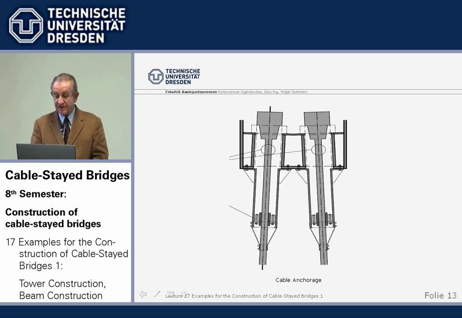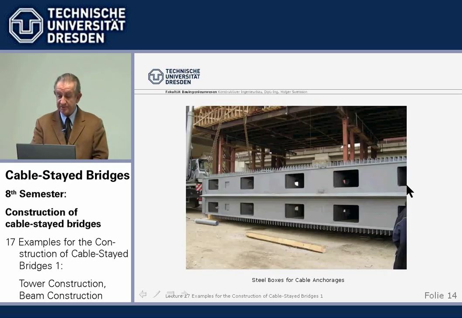We used to call those concrete ears in that way that the anchor head is between the two concrete parts. We see here a detail of the cable anchorage. We have lock coil ropes in this particular case. We have here the steel box. We have openings where the cables run out, and they are supported here by webs, and cross girders take the horizontal cable force into the outer steel webs.